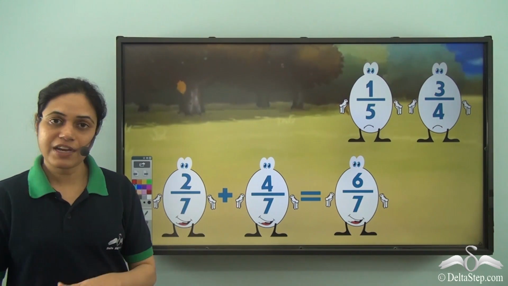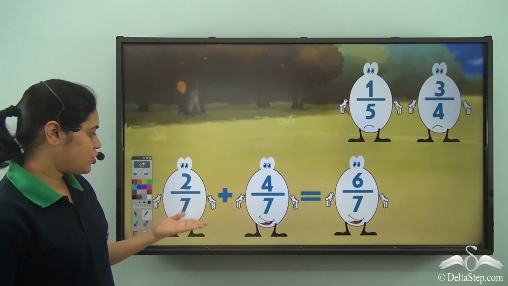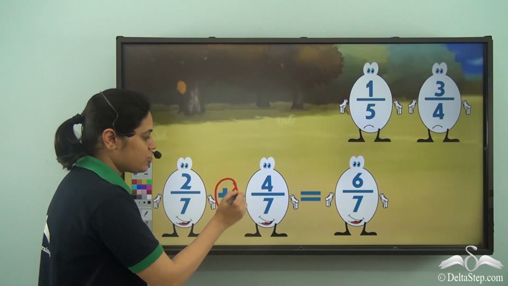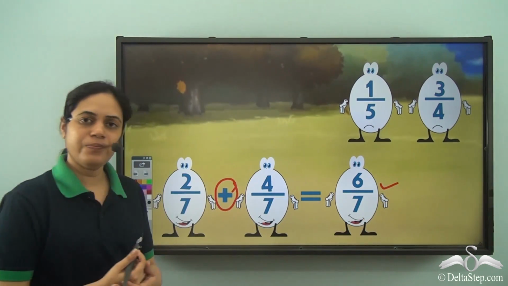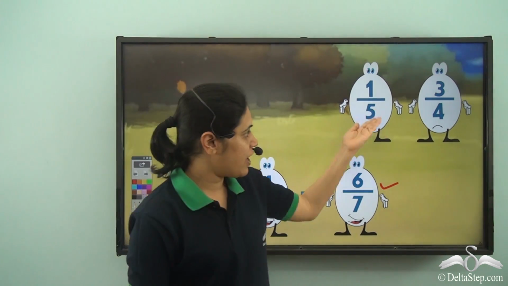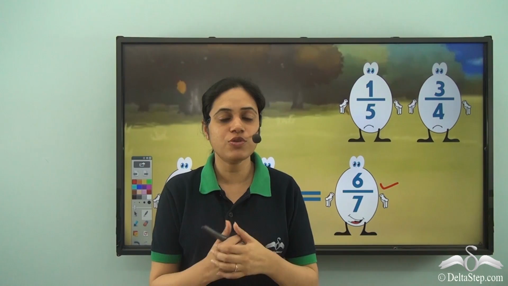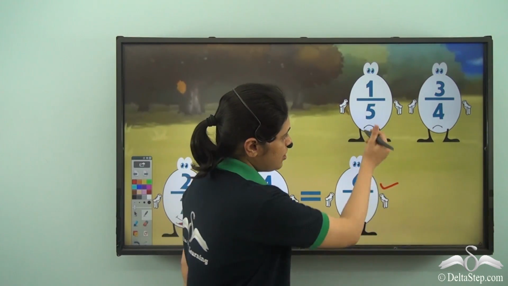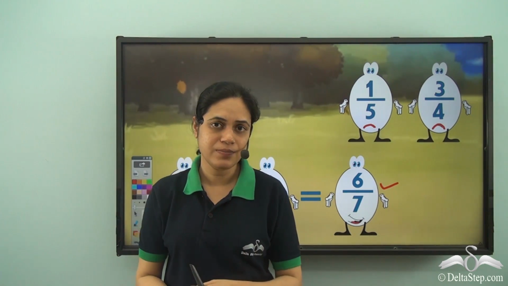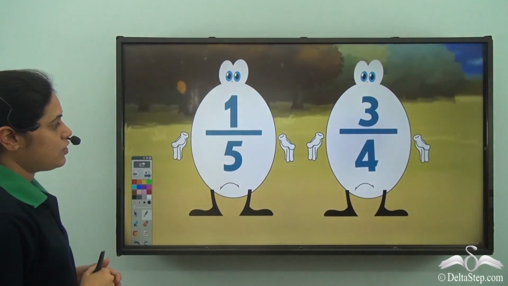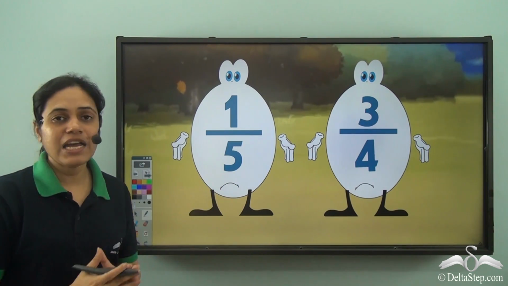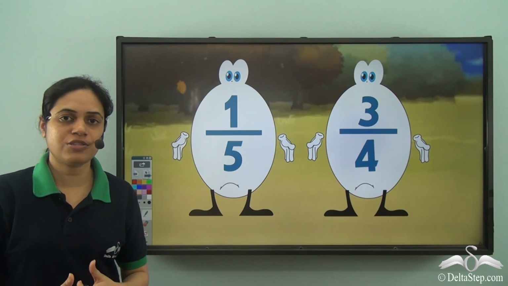We have many fractions here. So we see that 2 by 7 and 4 by 7 get added to give a new fraction, 6 by 7. Now seeing these two fractions getting added, even 1 by 5 and 3 by 4 wanted to get added, but they could not add up. So they were very sad. So they thought that they will find out a way in which they can add up together to give a new fraction.